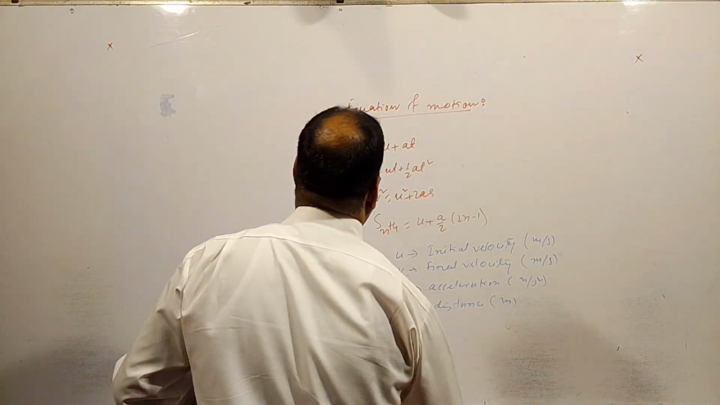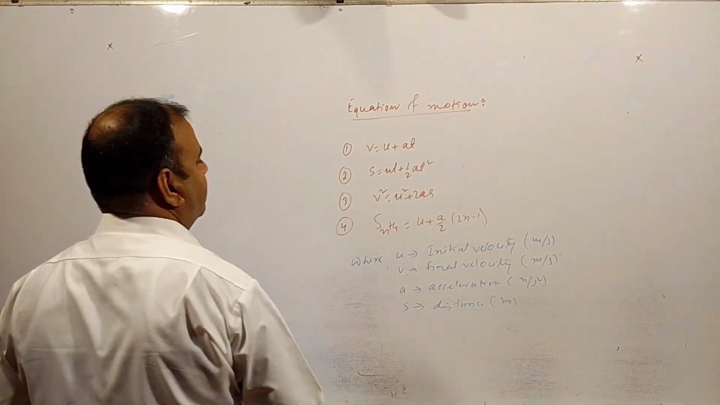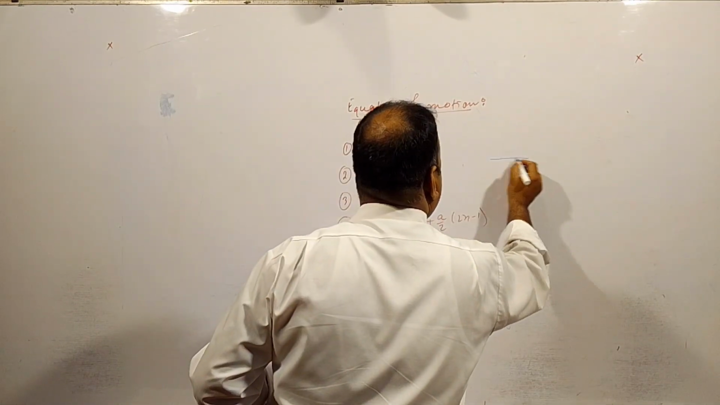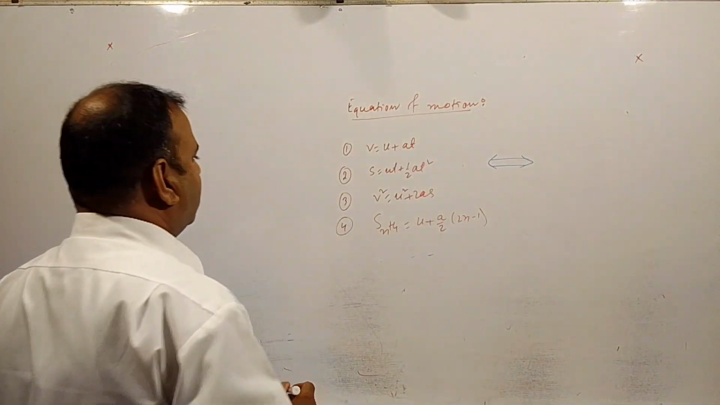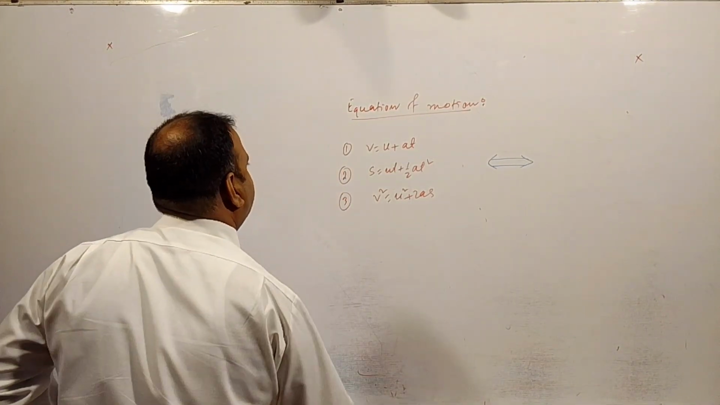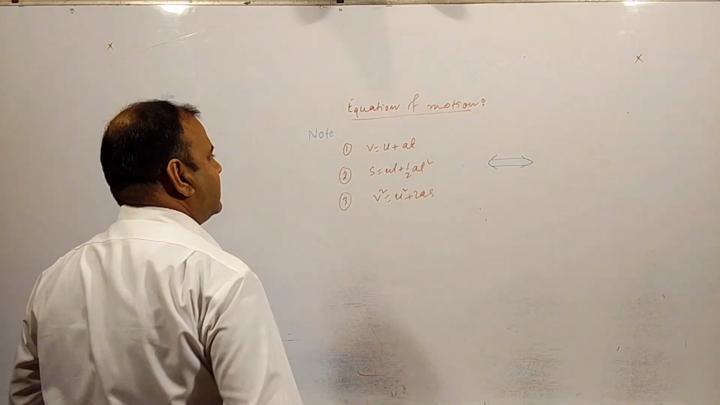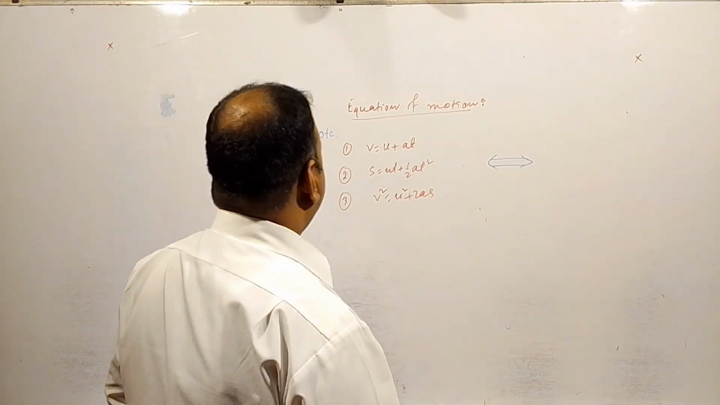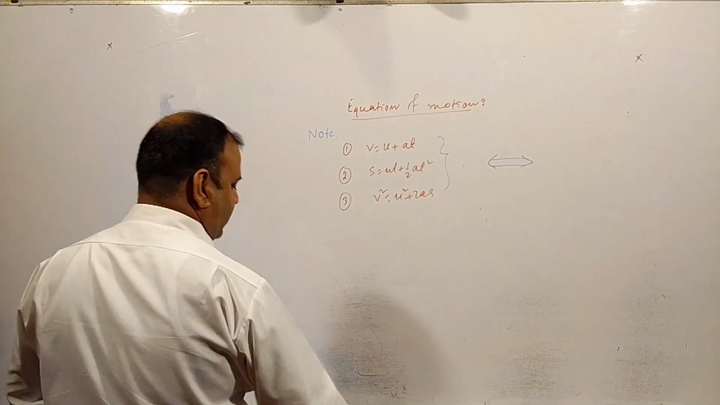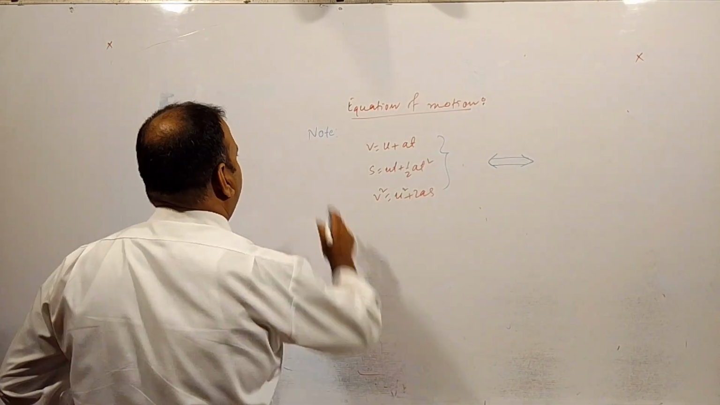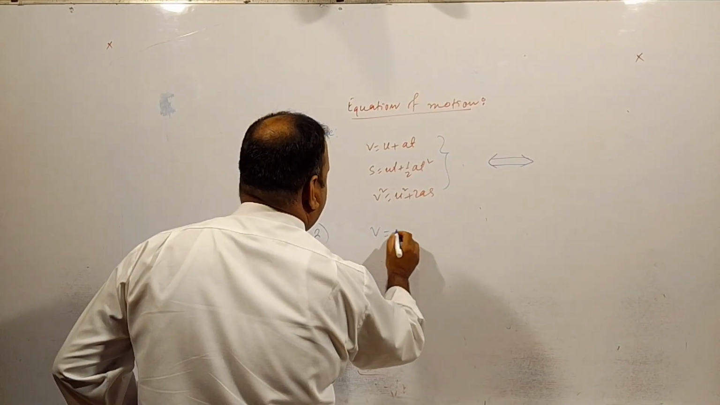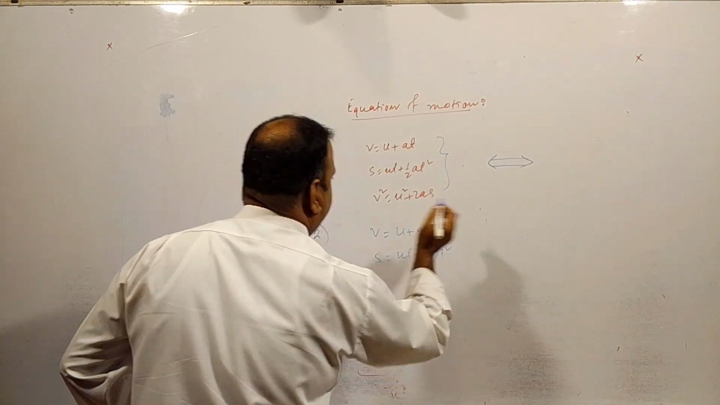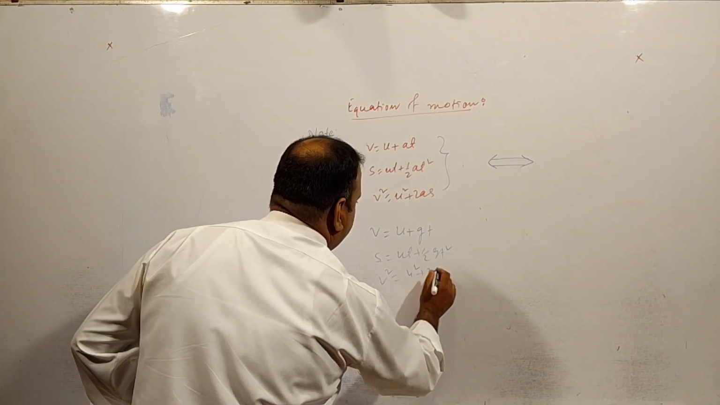Now see, first these are the formulas. So these 3 formulas you remember. This formula is valid when the particle is moving in the horizontal direction. We can write it as a note like this: when a particle is traveling from one place to another in the horizontal direction, then these formulas are applicable. Now we can write like this: number 2, V is equal to U plus gT, S is equal to UT plus half gT square, and V square is equal to U square plus 2gS.